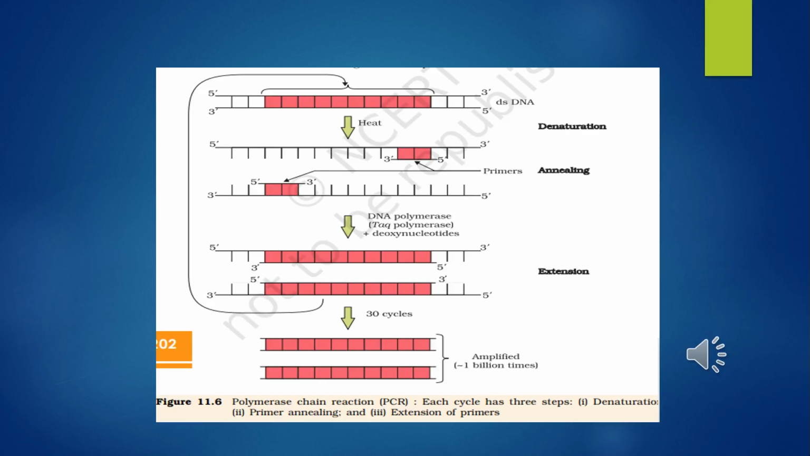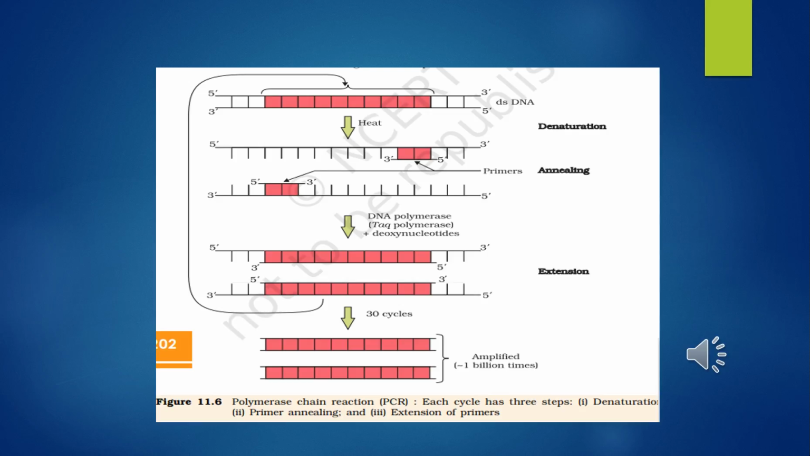And the third step is extension, where DNA polymerase synthesizes the DNA region between the primers using deoxynucleotide triphosphate and magnesium ions. It means the primers are extended towards each other so that the DNA segment lying between the two primers is complete. The optimum temperature for this polymerization step is 72 degrees Celsius.